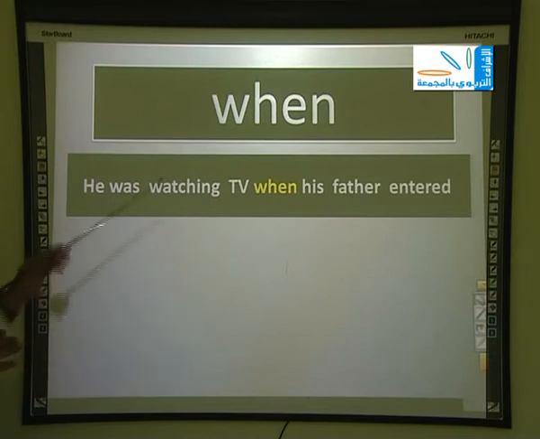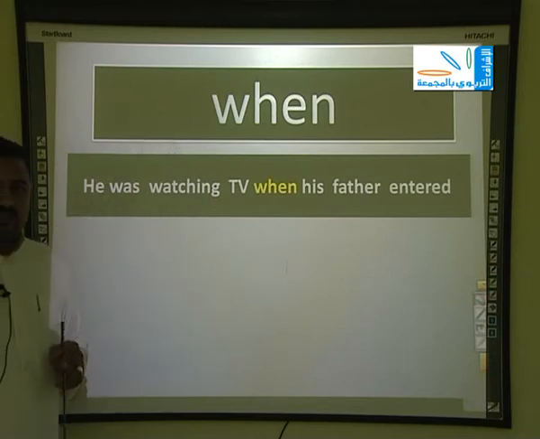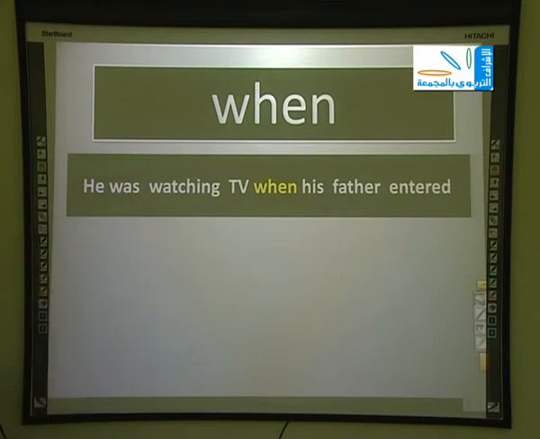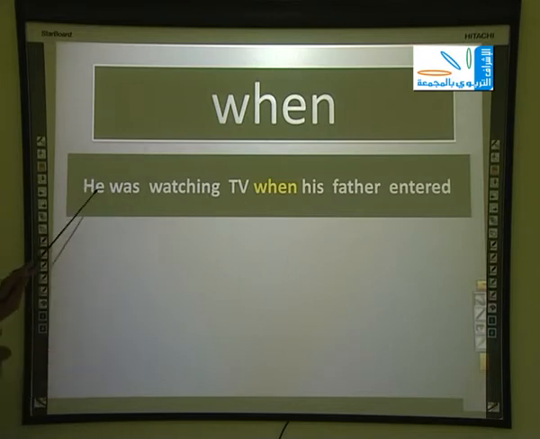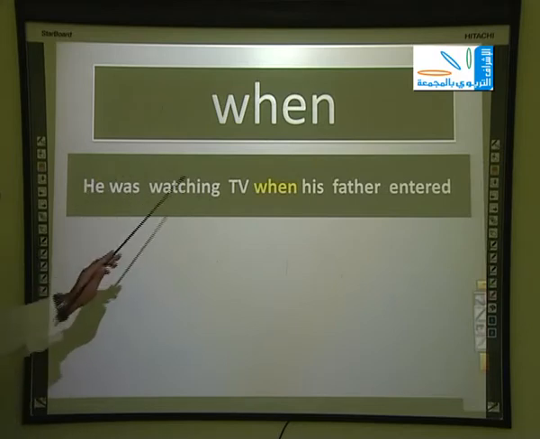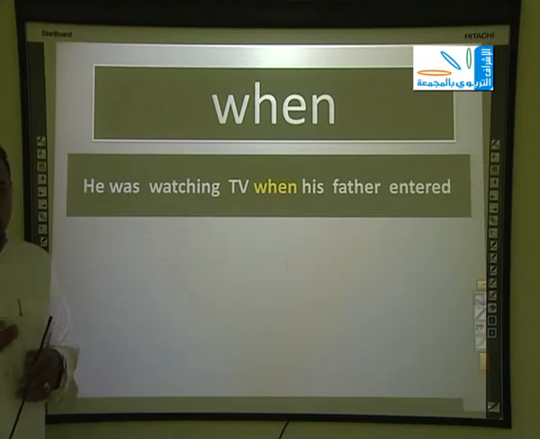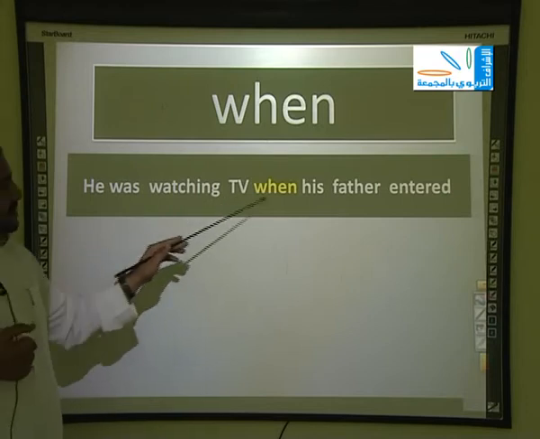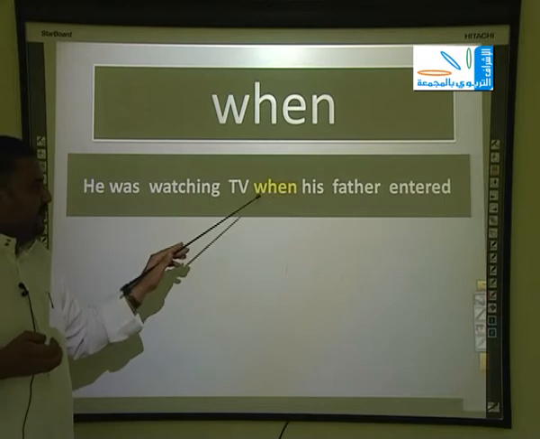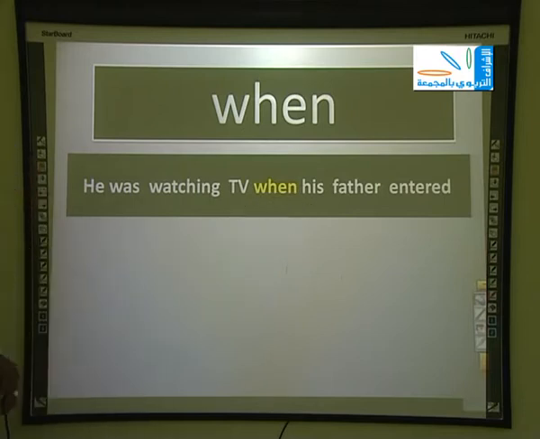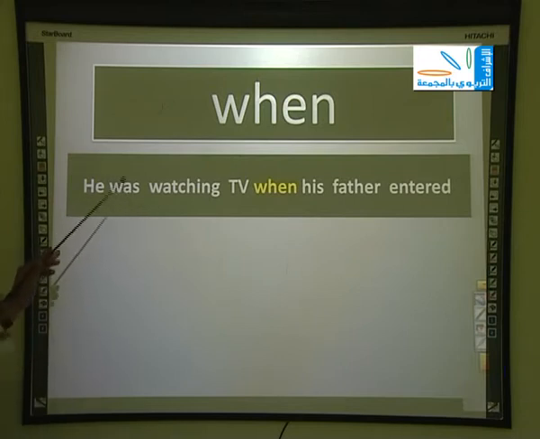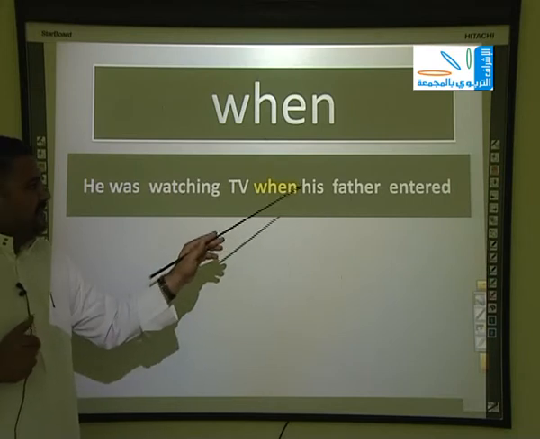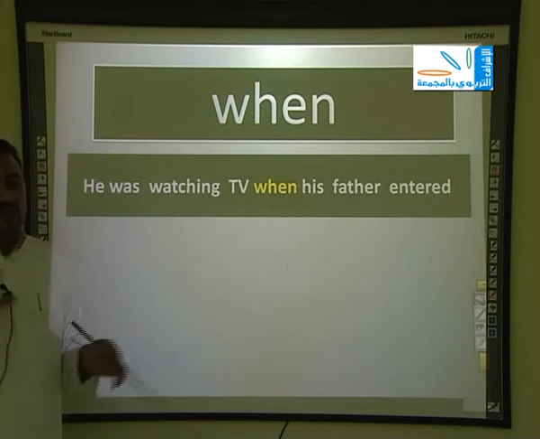This word is used to make two simple sentences into one complex sentence. We have two sentences here. The first sentence is he was watching TV. This is what we call the main clause. The second part is when his father entered. This is what we call the time clause. So we have two clauses, the main clause and the time clause. The main clause is the clause which has no conjunction word, but the time clause is the clause that begins with the conjunction word when.